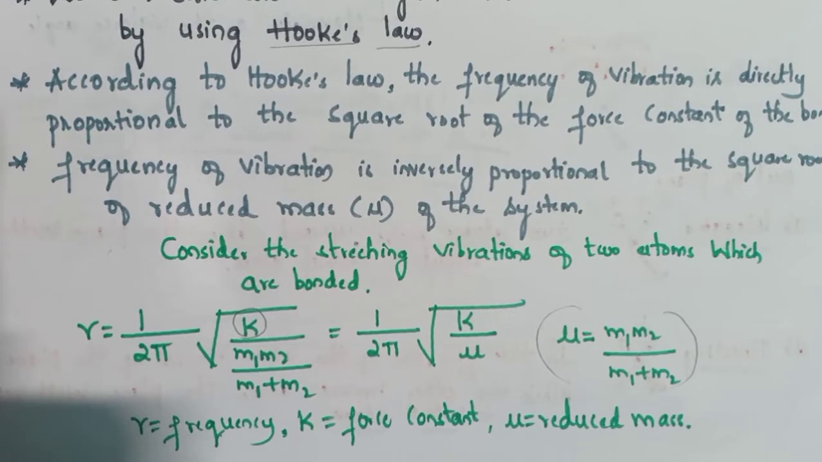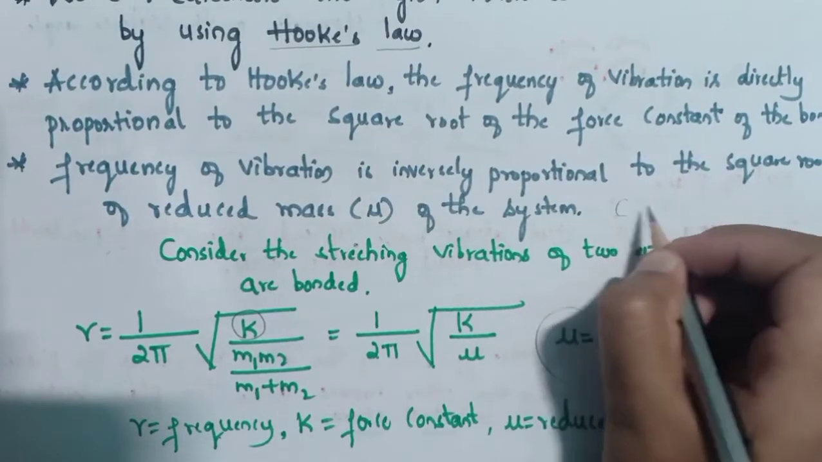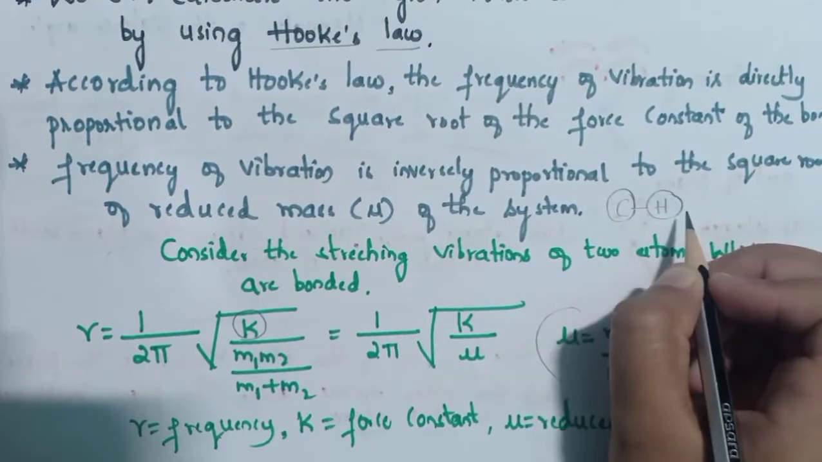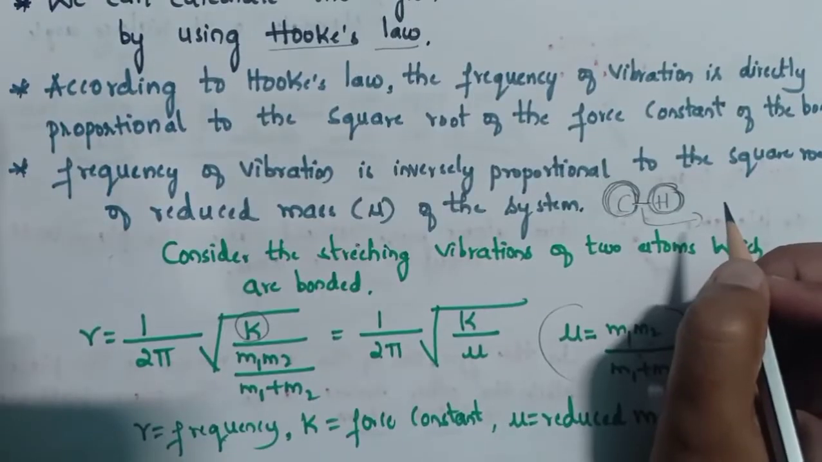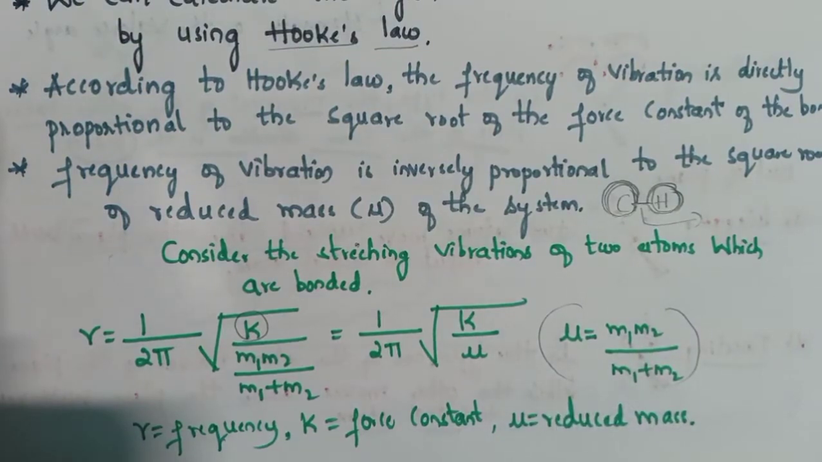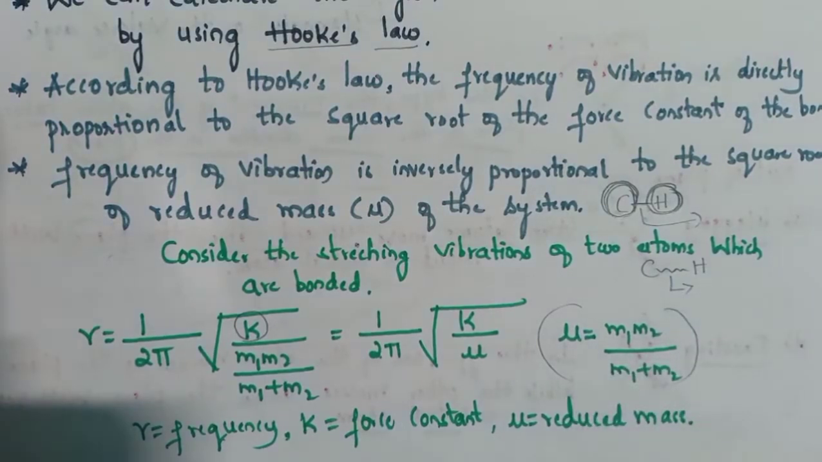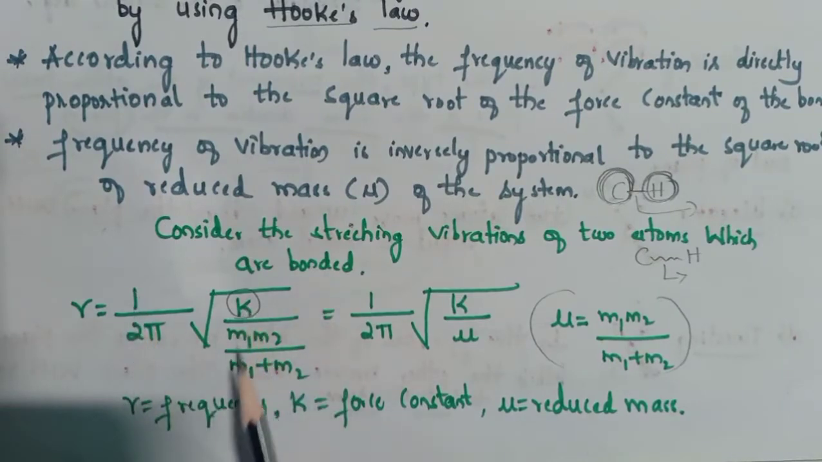Force constant refers to the strength of the spring, but here force constant refers to the strength of the bond. Now let us consider two bonded atoms, here a carbon and here a hydrogen. These two are bonded. In infrared spectroscopy we consider this bond as a spring, so Hooke's law is applicable. It is given by nu is equal to 1 divided by 2 pi root of k divided by mu.